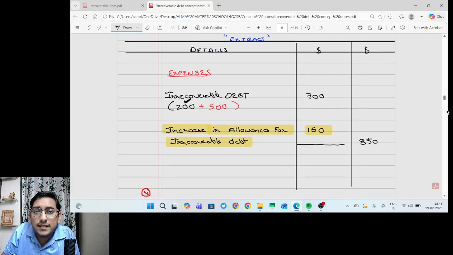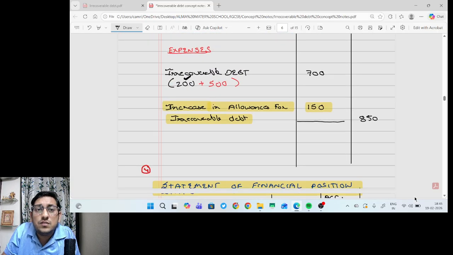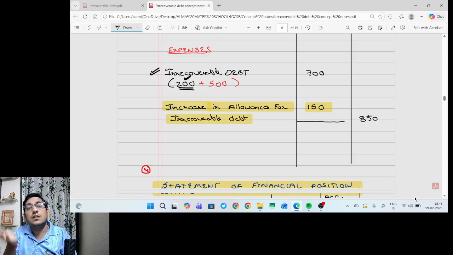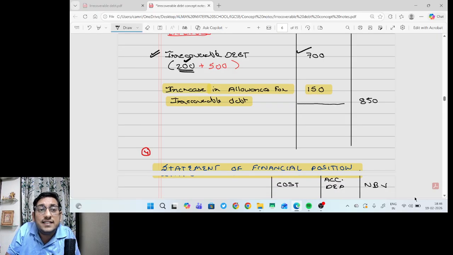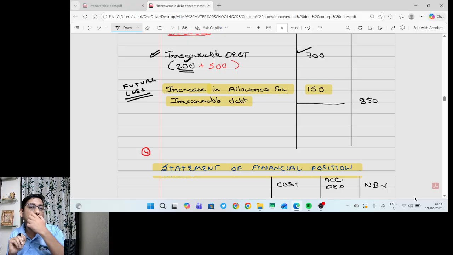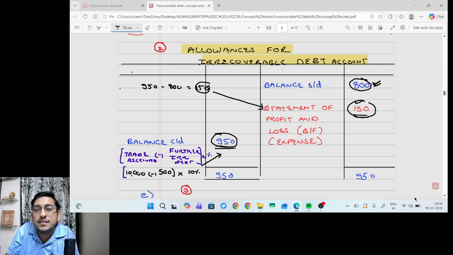Now, in statement of profit and loss, how will we show? In expenses, first we'll write irrecoverable debt. So opening irrecoverable debt is given as 200. The additional irrecoverable debt is 500. So my total irrecoverable debt is 700. And then second is my future loss. Future loss, as per principle of prudence, we are allowed to provide for future losses, and that future loss is called increase in allowances for irrecoverable debt, 150. I hope this is clear to you.